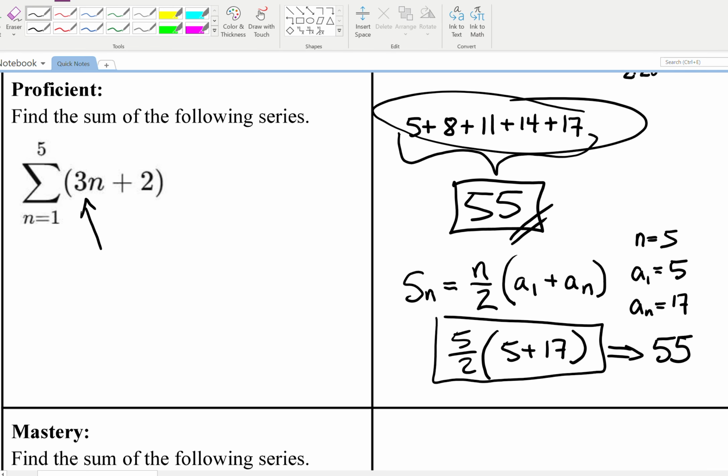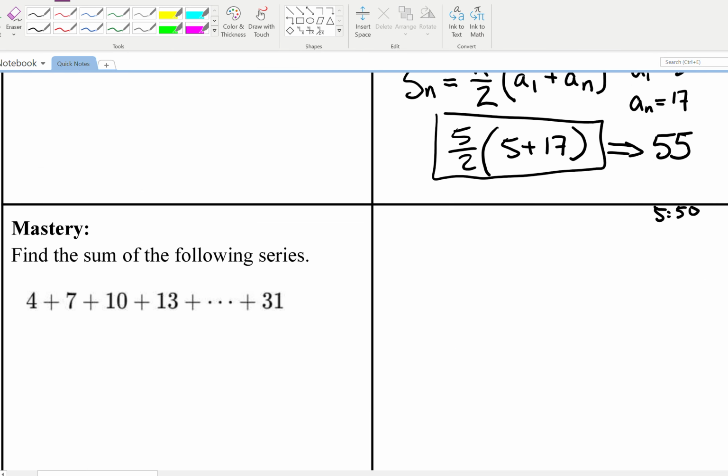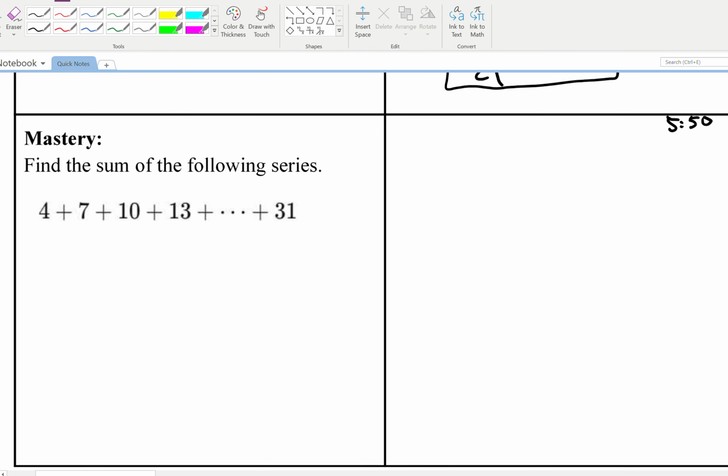All right, and then finally, on this problem, we're asked to find the sum of the following series. But in this case, it looks like it's arithmetic. If I add 3 to 4, I get 7. If I add 3 to 7, I get 10. If I add 3 to 10, I get 13, and so on. And so the common difference is 3.